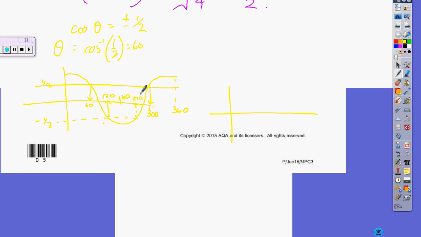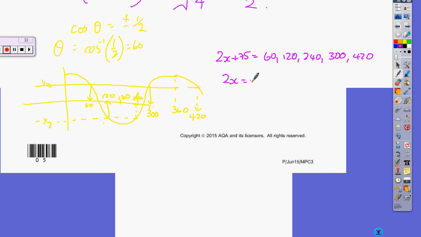300. And as it turns out, but we don't know it yet because it's doubled, it's 2x plus 75. We need the extra one, which is 420. Okay, so those will give you loads of marks. Then you need to change it and say, well, 2x plus 75 equals 60, 120, 240, 300, 420. So 2x has got to be minus 75. So if you take 75 off that, you're going to end up with minus 15.